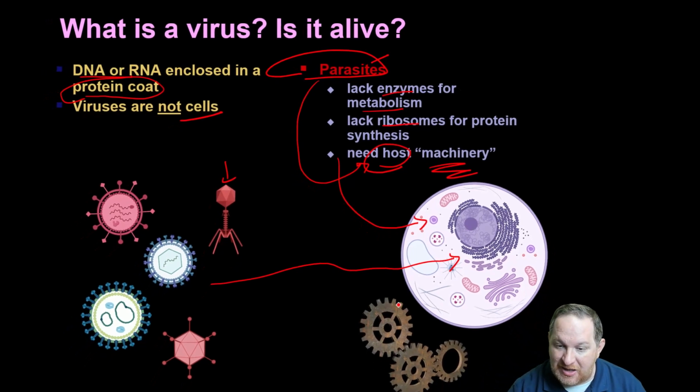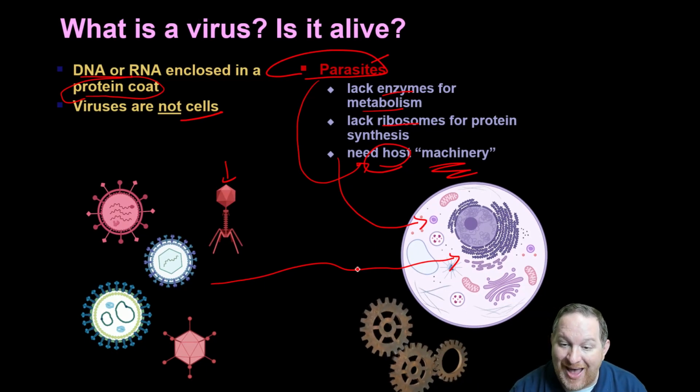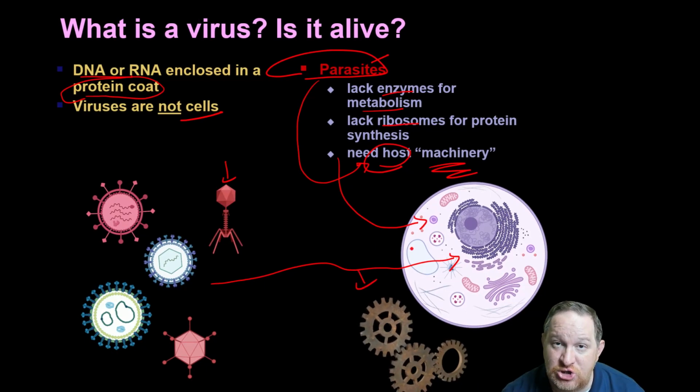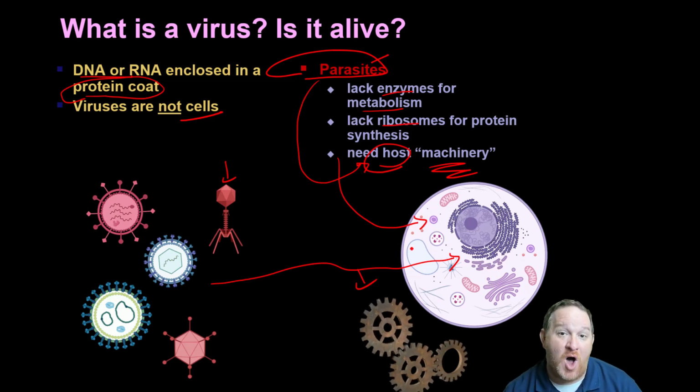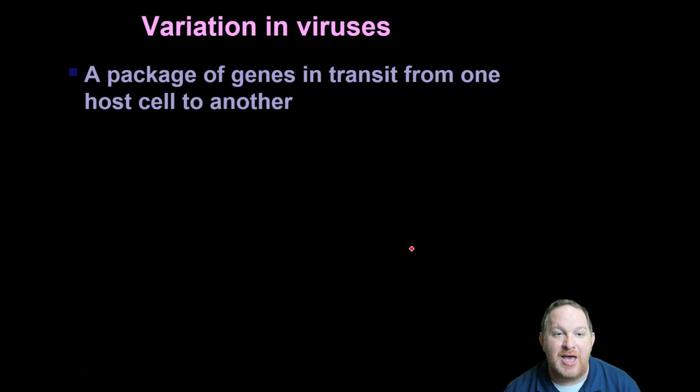So I got a little example here of a machine, right? Basically, you are a machine. Your machinery is what the virus wants to use to survive. Okay, so we've talked about what a virus is, what it is not. Now let's show you a little bit of variation.